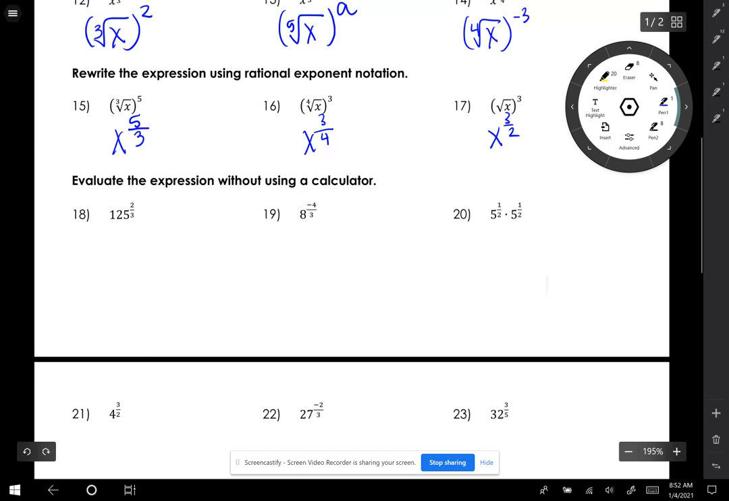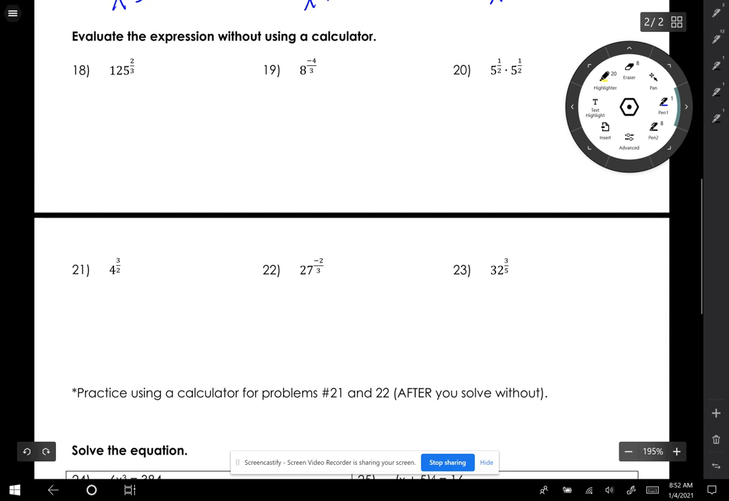Okay, for the next set of problems, we're going to evaluate without using a calculator. So we're going to use these skills we just learned to figure out what the answers are to these problems. So for 18, we have 125 to the power of 2/3. Remember that top number is our exponent, the bottom number is our root. So this is the cubed root of 125 squared. Well, the cubed root of 125 is 5, and 5 squared is 25. And that's your final answer.